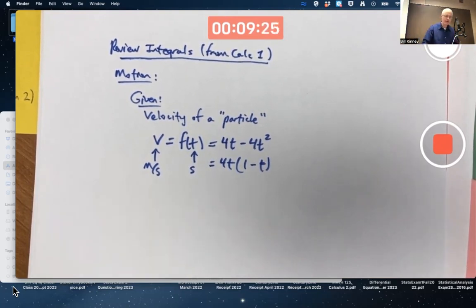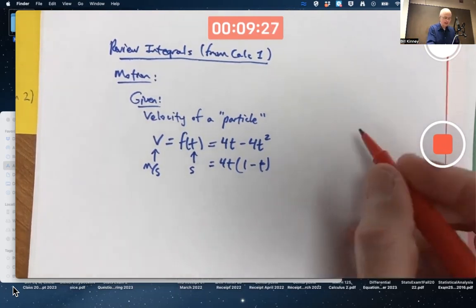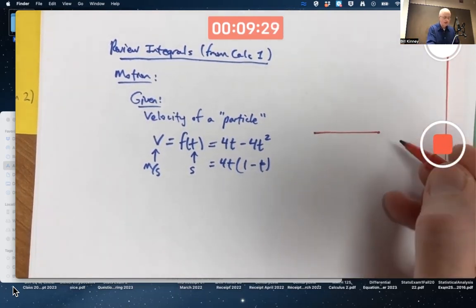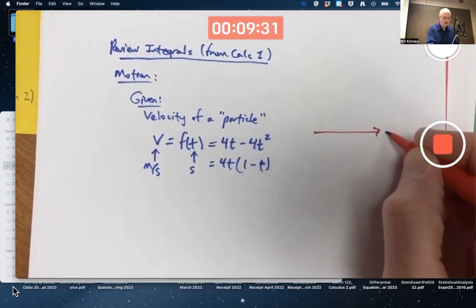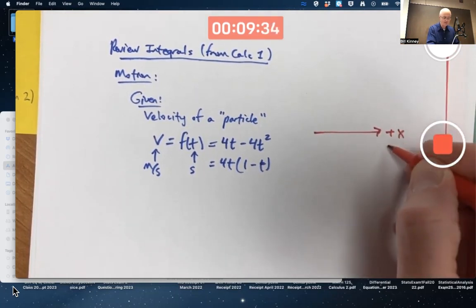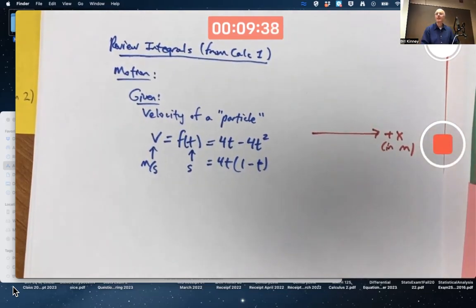But again, the motion is along some number line, say going left and right, with, say, the positive direction being to the right, the plus x direction, in meters is what that is giving us. Where is the origin on the number line? You would want to decide. I'm not going to write where it is at the moment.